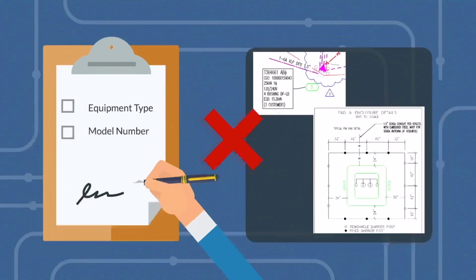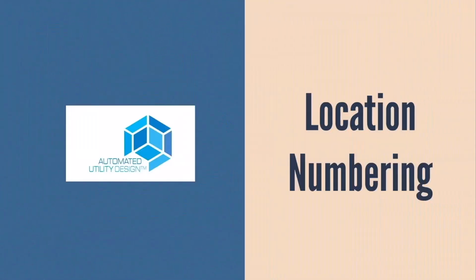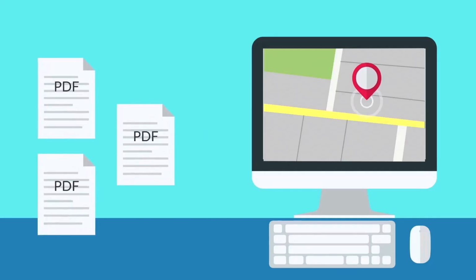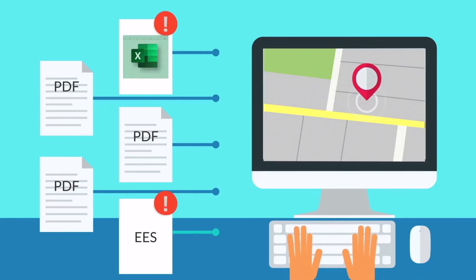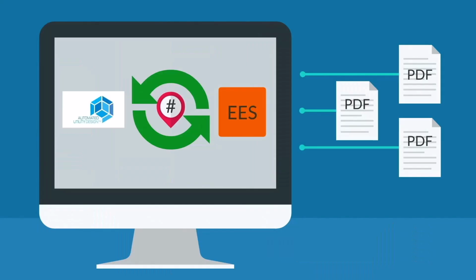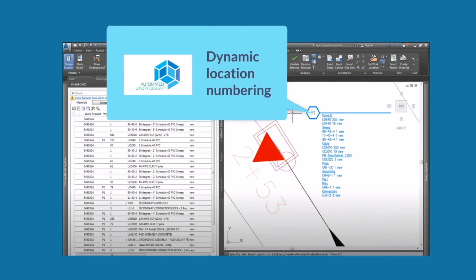Last, but certainly not least on my list, is AUD's streamlined approach to location numbering. Location numbering, currently another manual task, is one that impacts several drawings. Right now, any changes estimators make to location numbers can have a cascading impact to the Excel calculation files and the EES estimator structure. In using an integrated AUD and EES, location numbers stay fluid across most associated documentation.